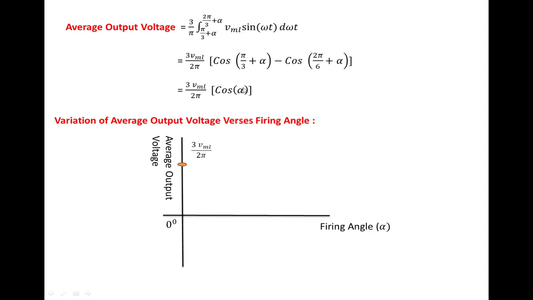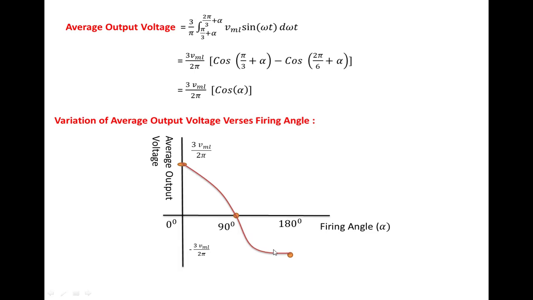If we take 90 degrees, this value becomes 0. That point we are getting here. In alpha, if you take 180 degrees, we are getting that point minus 3 VML by 2 pi. That point we are getting here. If you join the 3 points with a line, that gives the variation of the output voltage versus firing angle in a 3-phase fully controlled converter with an RLE load, constant load current.